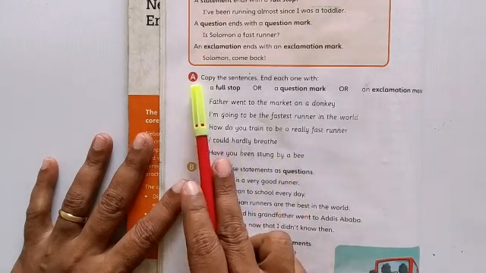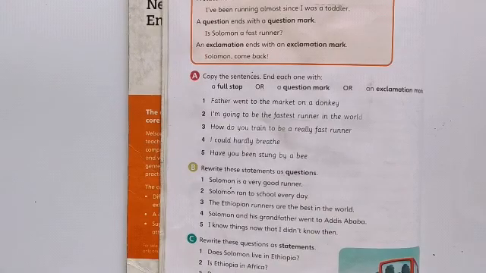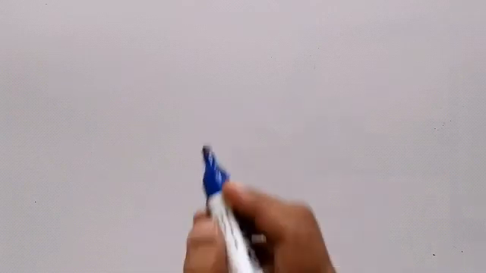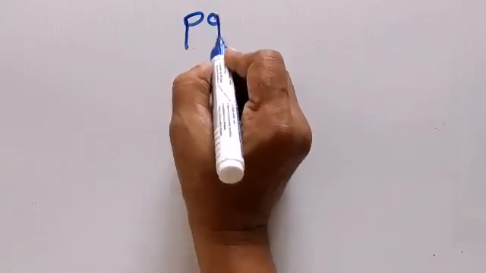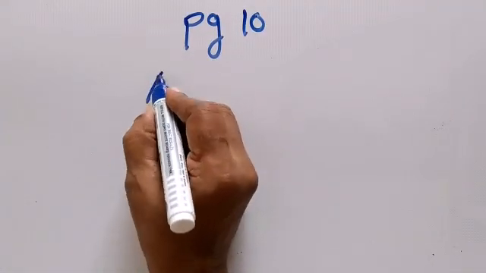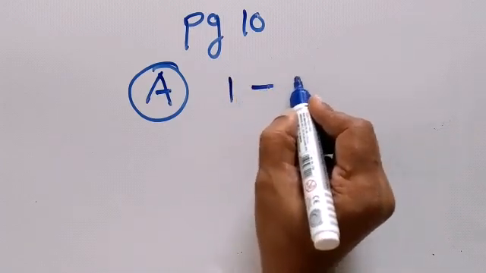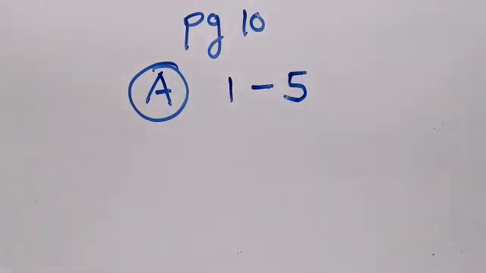So for your homework, you will have capital A, that is 1 to 5 on page 10. I will even put it in the broadcast group. Page 10, capital A, 1 to 5. And I will discuss the answers in the next class.